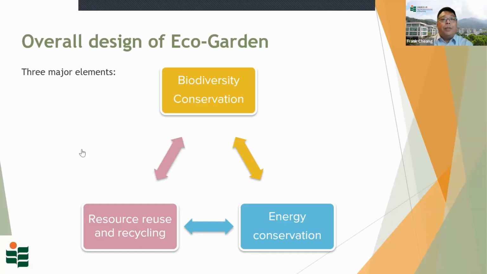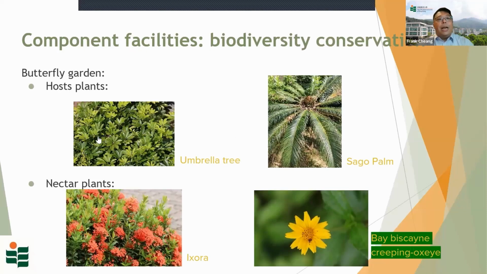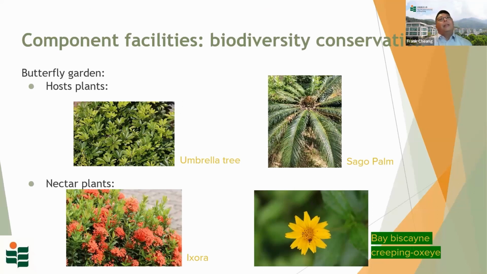Based on these three different principles, we have, for example, established a butterfly garden inside our eco garden, through planting some specific plants that are important for the butterfly throughout their life cycle. For example, we plant the host plant, which is the place where the juveniles or caterpillars inhabit. And we also provide the food plants, which provide food for the butterfly to enjoy.